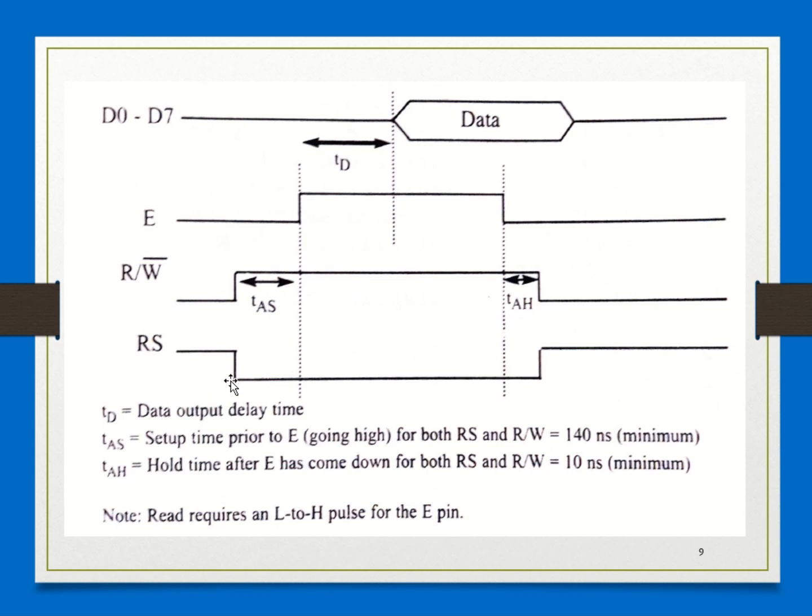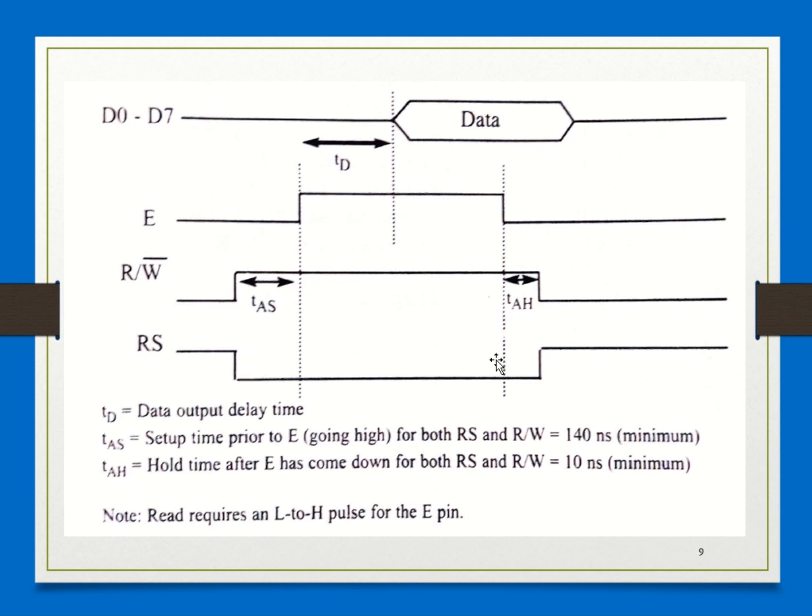Then RS is equal to 0, which means that you are reading the contents of the command register. So RS is 0, R/W is 1, that is, you are reading. So you have to give a low to high pulse to the E line. When you give a low to high pulse to the E line, the data will come to the data lines. You are reading the status of the LCD. The data will be available on the data lines.